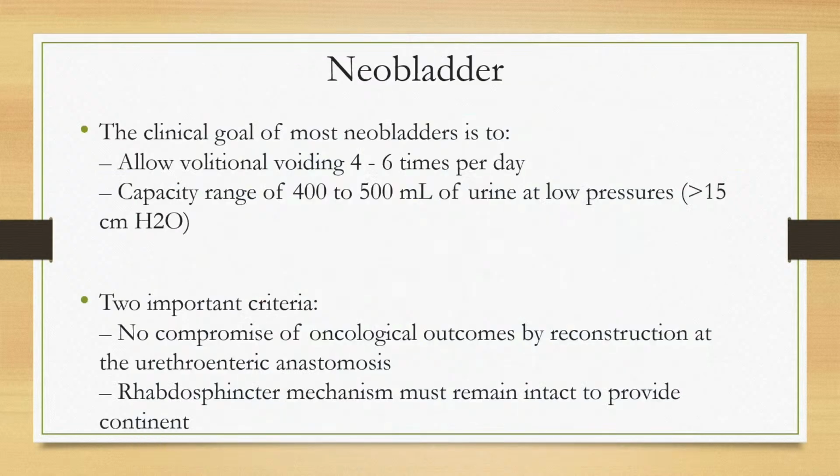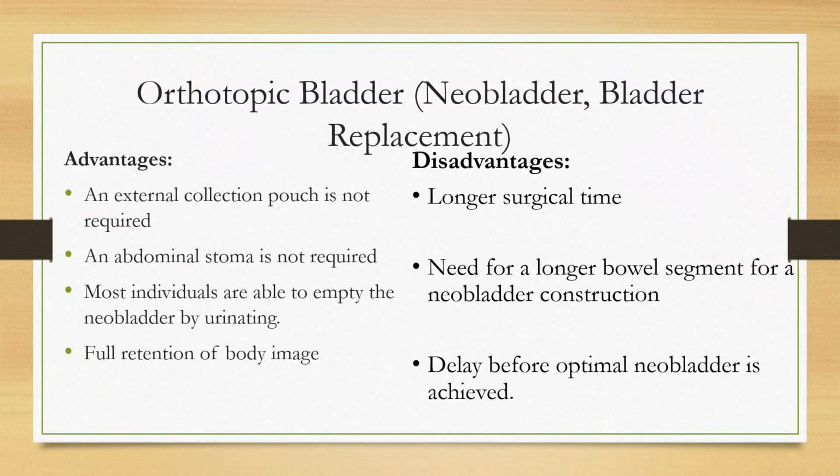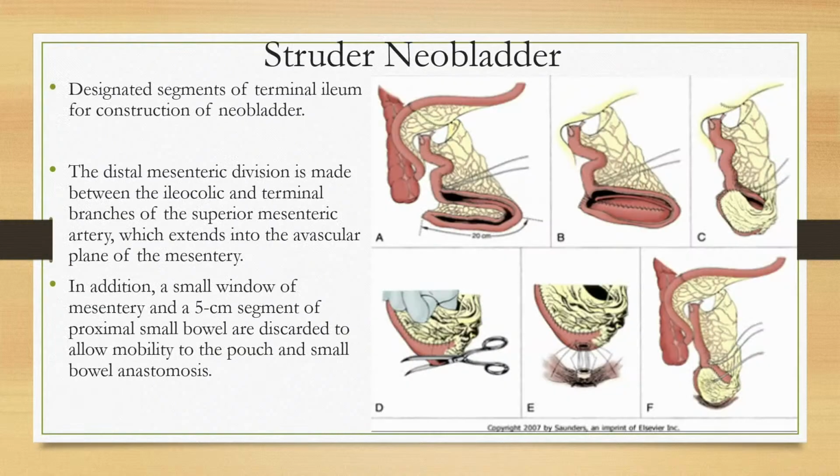Then the last one we would have talked about is the neobladder, where you actually create a new bladder because of reasons of which you cannot use the bladder, either oncologic reasons and so on and so forth. It has several advantages, and it also has a few disadvantages, especially surgical time and need for a longer bowel segment. So just a quick one on locally what we have done is that there's a study by Dr.